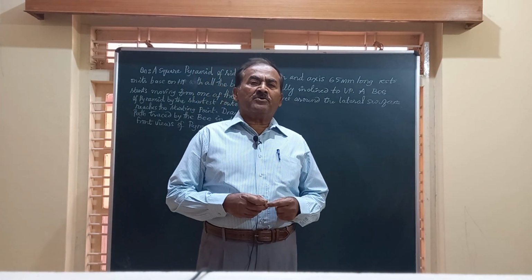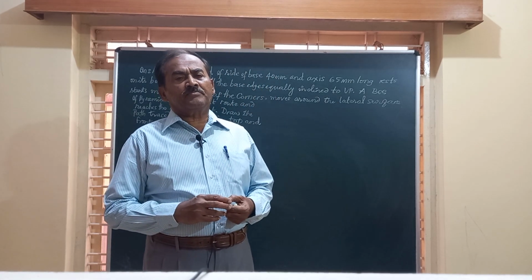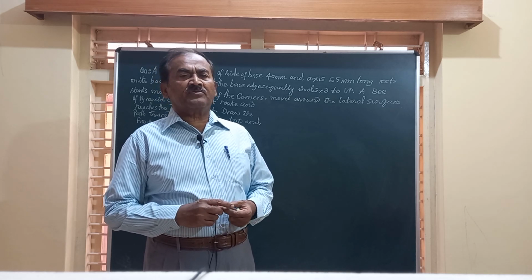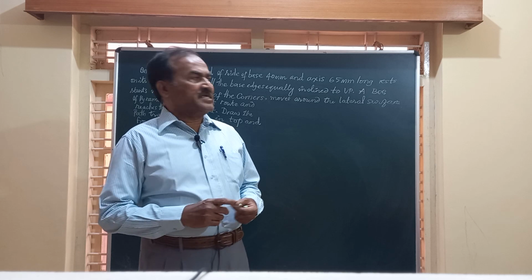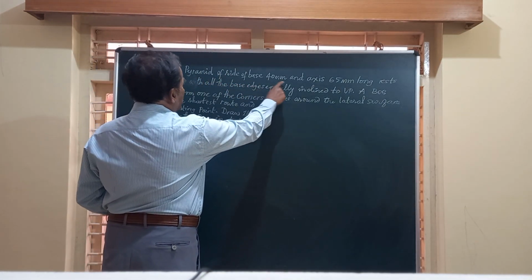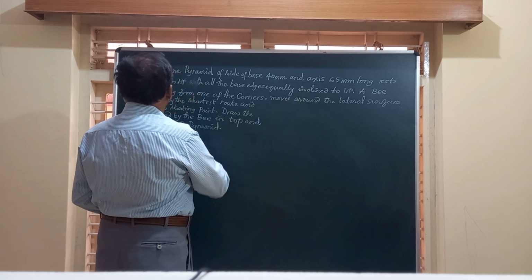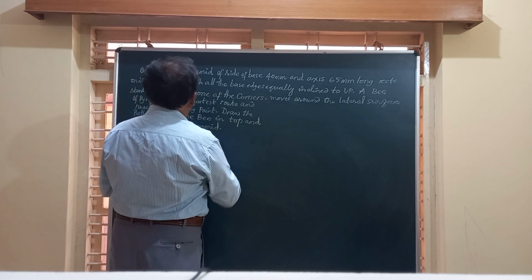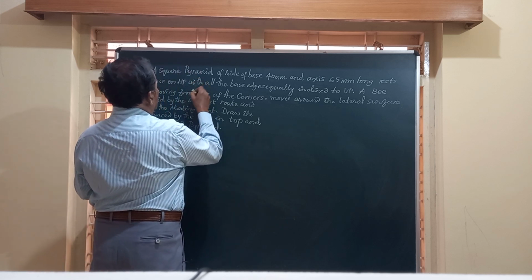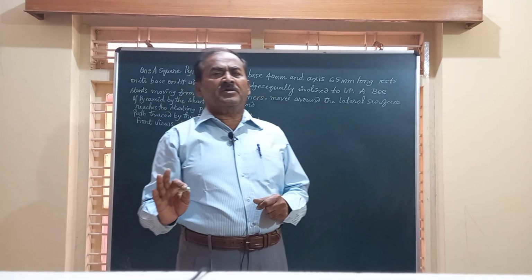Very good morning, my dear friends. And in today's video, we are going to work out a problem on a square pyramid. The question for today's video reads: a square pyramid of side of base 40 mm and axis 65 mm long rests on its base on HP with all the four sides of the base equally inclined to VP.